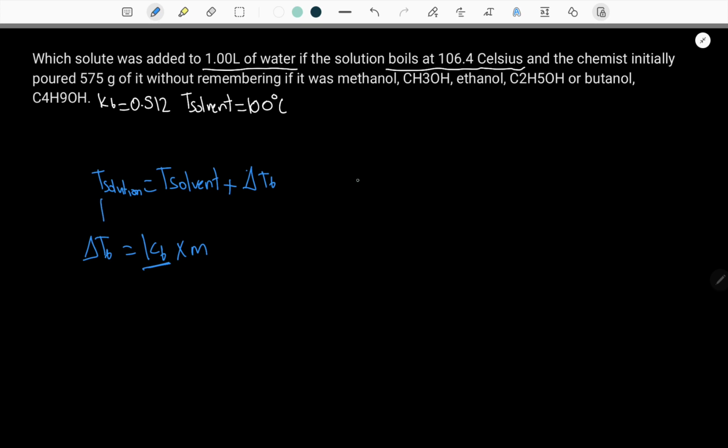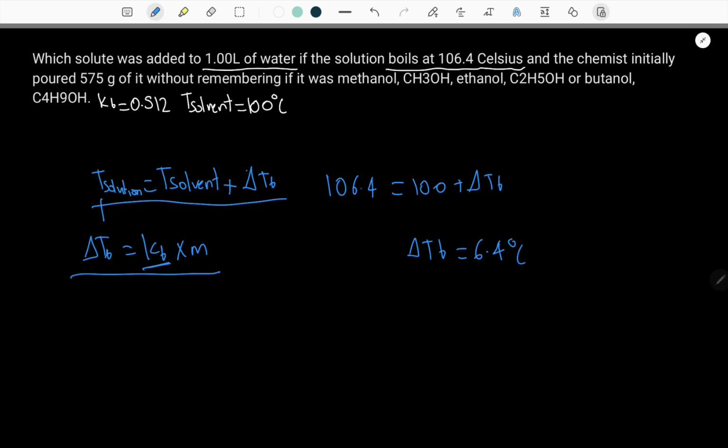Now let's see where all these values are going. First of all, we have 106.4, I'm talking about the first formula here. So 106.4 is equal to 100 plus x. So x here is delta TB, and you get delta TB to be 6.4 Celsius.